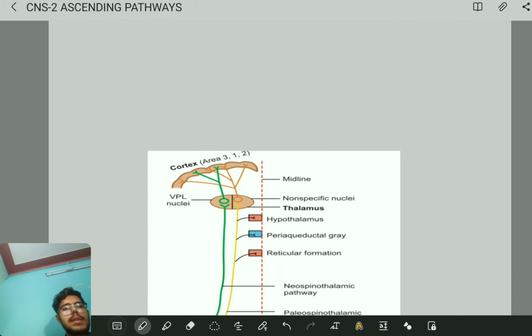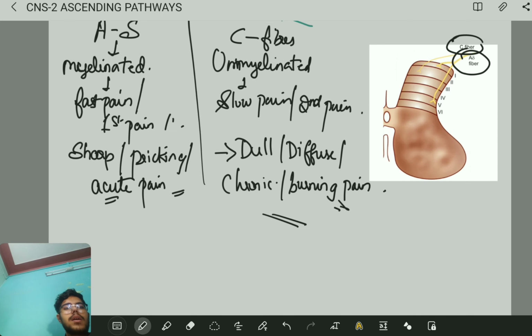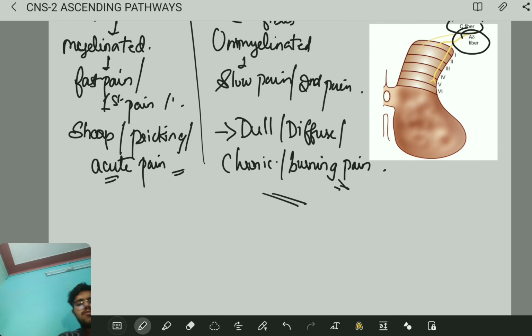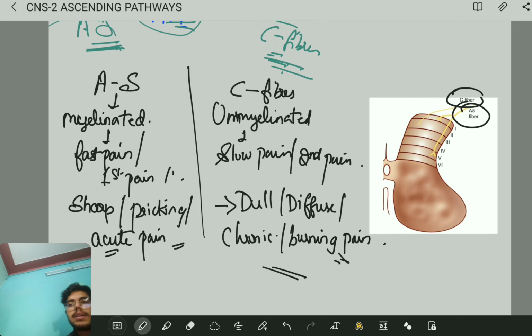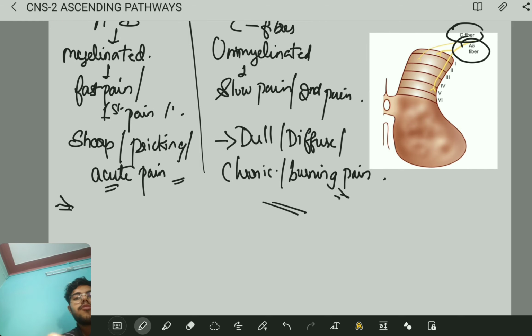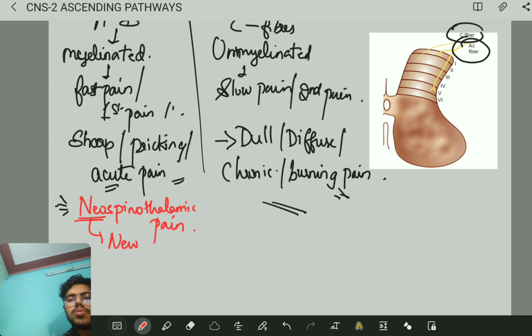And let's see what all is there. Yes, we have the pathway also. Since we have the pathway, we have to discuss in detail about the pain receptors. So for A delta, what kind of pain will be there? It is called neospinothalamic pain. Neo means what? It is new. It is new in evolution. That's it.